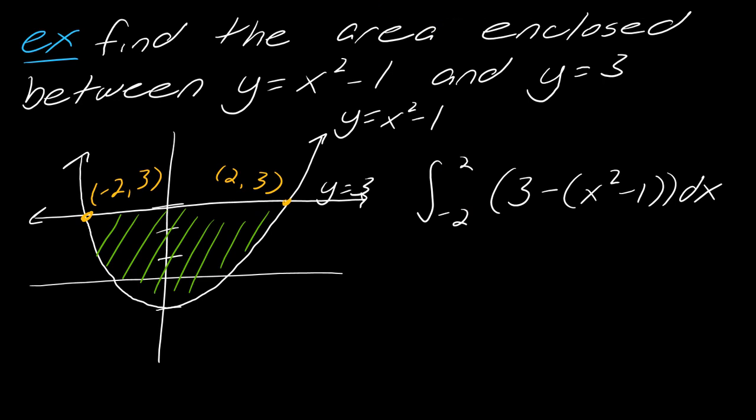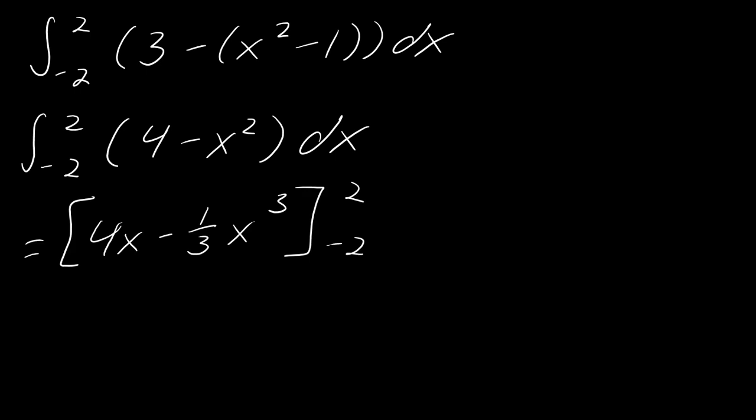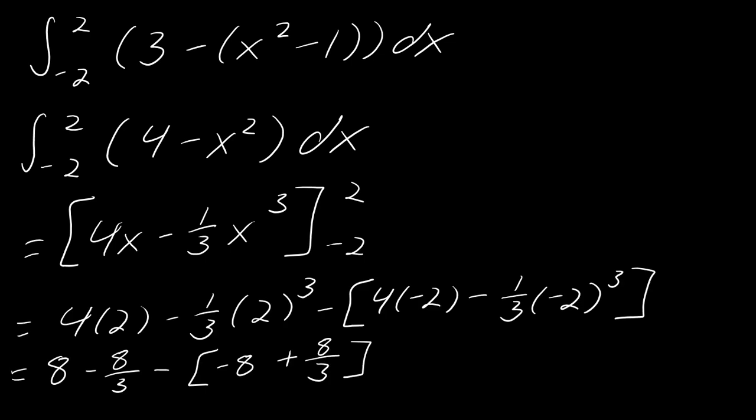So here's everything that we've got. Now we just need to integrate this, and this is just standard integration at this point. If I've got 3 minus x squared minus 1, I can collect my like terms. This will become 4 minus x squared. So I can integrate this, and I get 4x minus 1/3 x cubed. And then I just plug in my limits of integration.